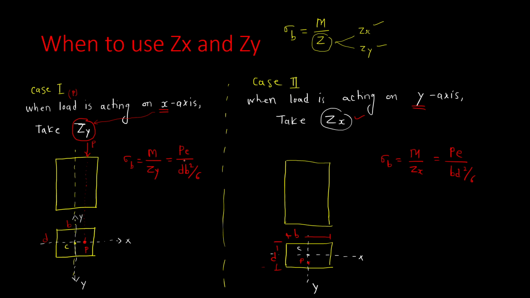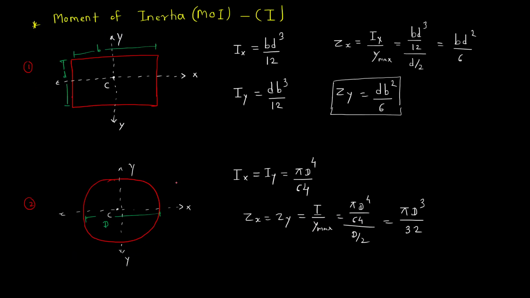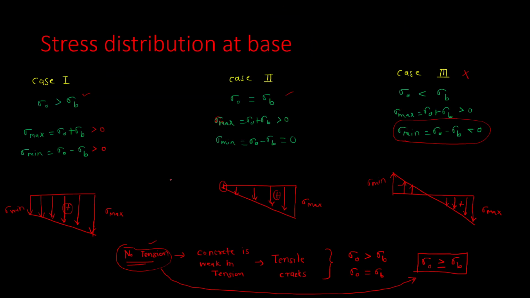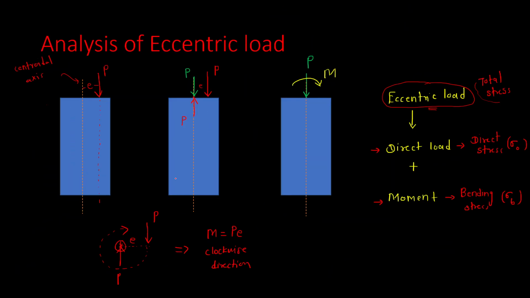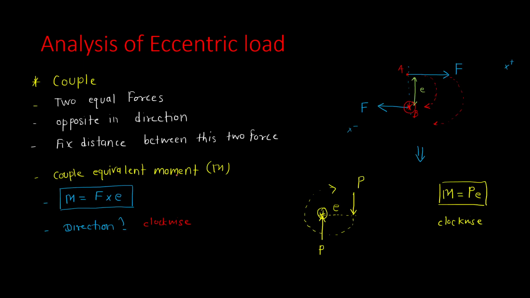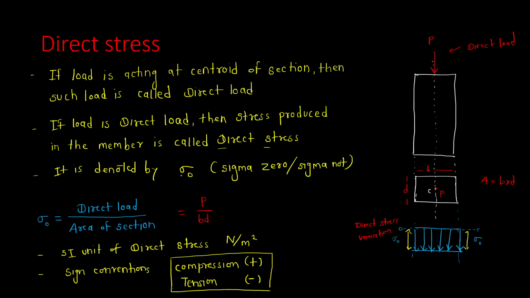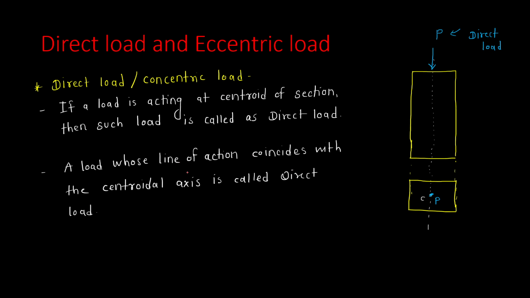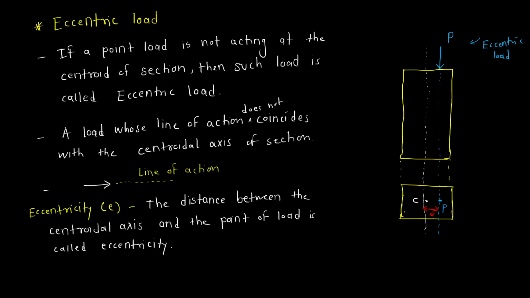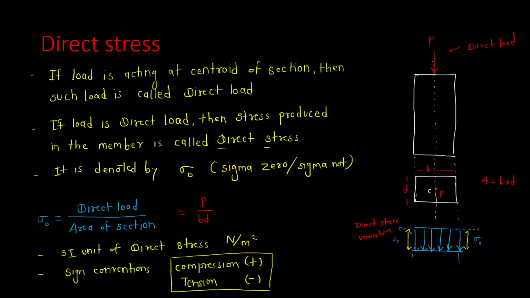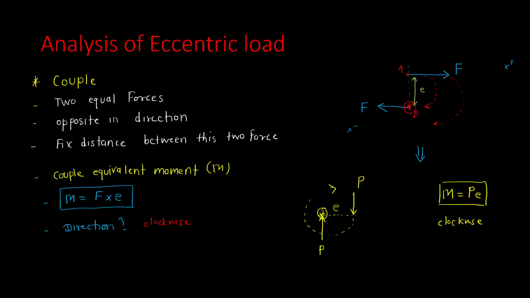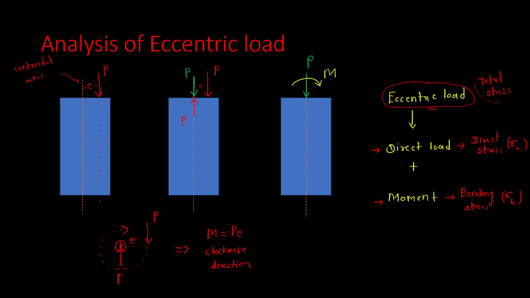So with this, we have now seen all the important concepts required for solving the problems on direct and bending stresses. In the next video we will be solving the numericals from this part. Once again, we'll quickly revise what we have seen up to now. We have seen what is a direct load, the load which is acting at the centroid, and what is an eccentric load, if the load is not acting at the centroid. If a direct load is present, then it will produce only direct stress. If an eccentric load is present, then it will produce both direct stress and bending stress.